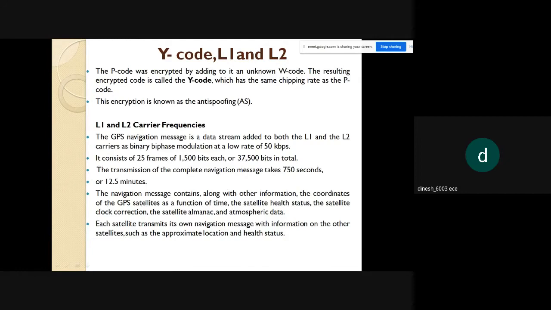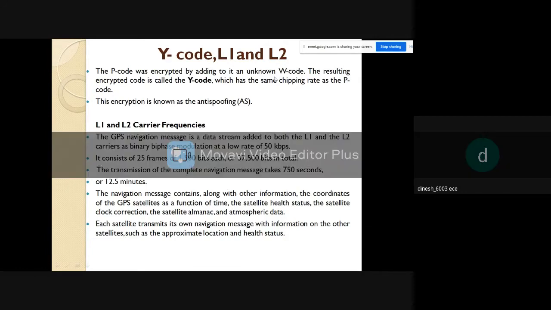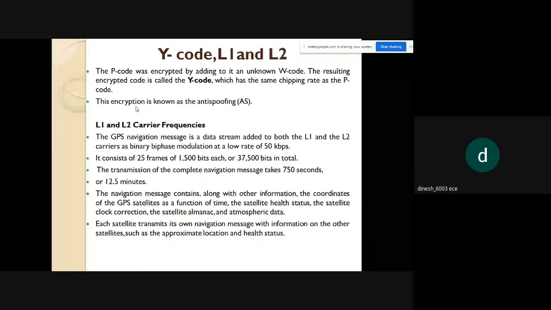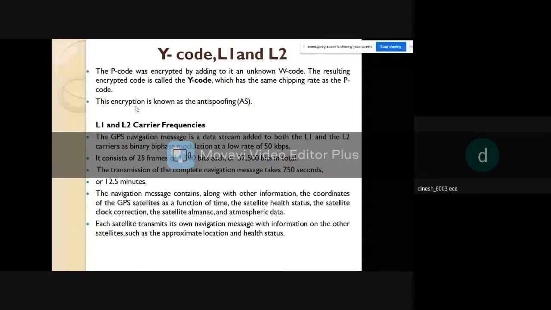This Y code will have the same chipping rate as that of the P code. And the encryption that is being used here is AES, which is anti-spoofing. The anti-spoofing encryption algorithm is used.